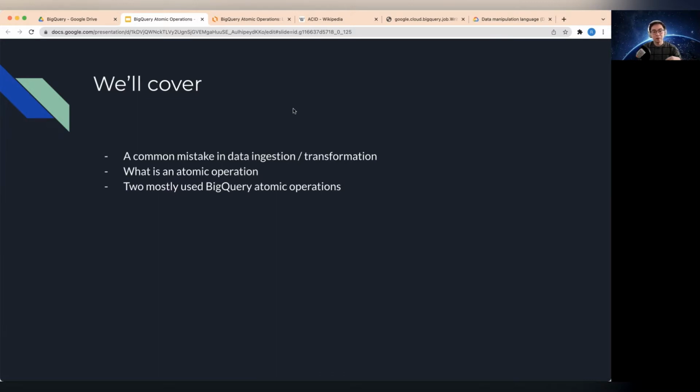And then we'll describe what an atomic operation is. After we describe the mistake that can be made and what problem it can cause, we'll talk about what an atomic operation is, the two most used BigQuery atomic operations, and why it is very important to consider using them instead in your design.